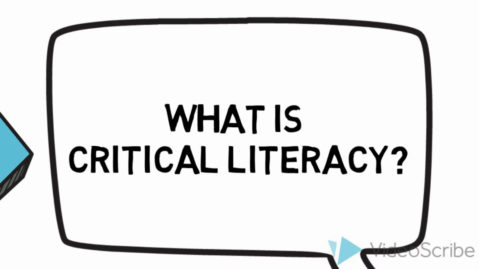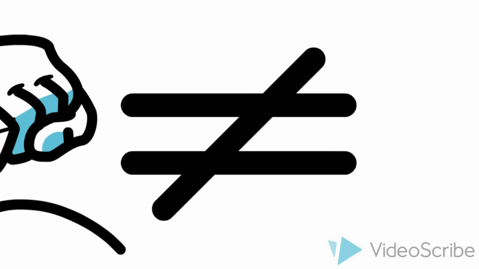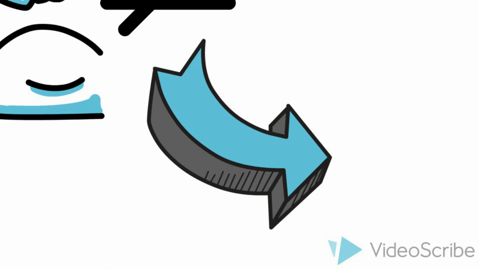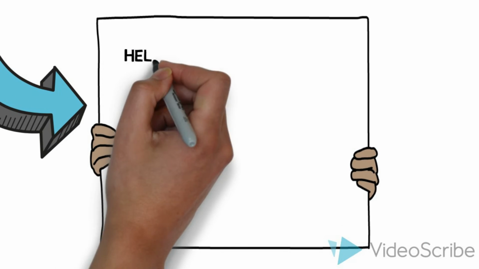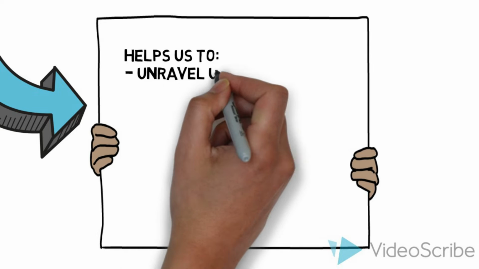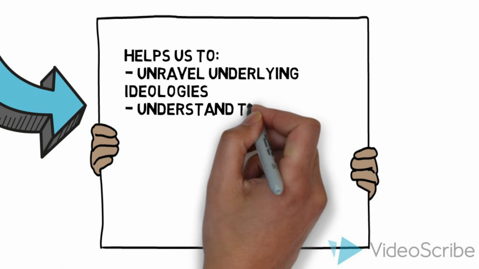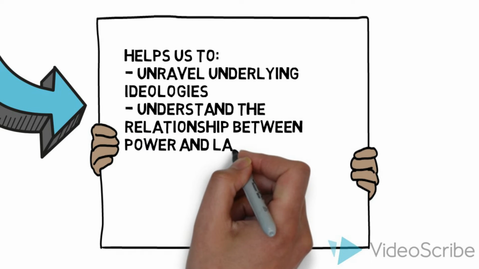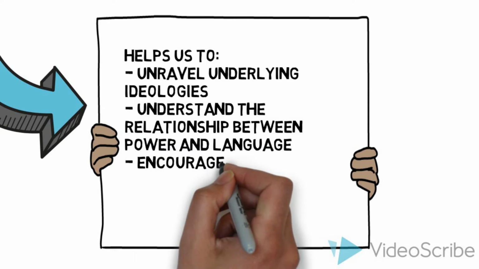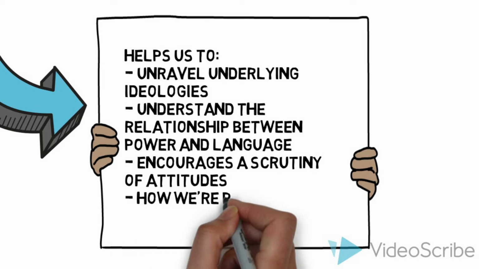So what is critical literacy? Critical literacy involves analyzing text to better understand the underlying messages of power, inequality, and injustice. Critical literacy helps us to unravel the underlying ideologies so we become more aware of how they may be manipulating us. It helps us understand the relationship between power and language and how domination is reflected in language. It encourages a scrutiny of attitudes, values, and assumptions in society.